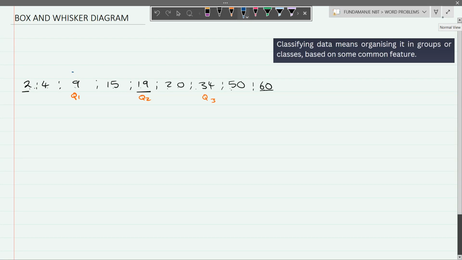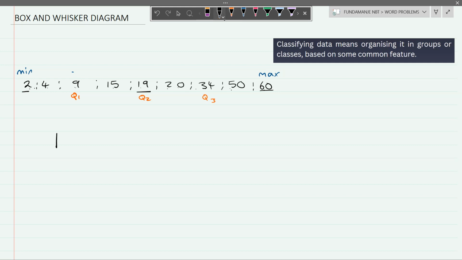Hi, in this lesson I want to talk about the box and whisker diagram. Now we've already talked about the minimum value and the maximum value. We've talked about range and the interquartile range. Now we want to talk about how to represent all of that on a diagram.